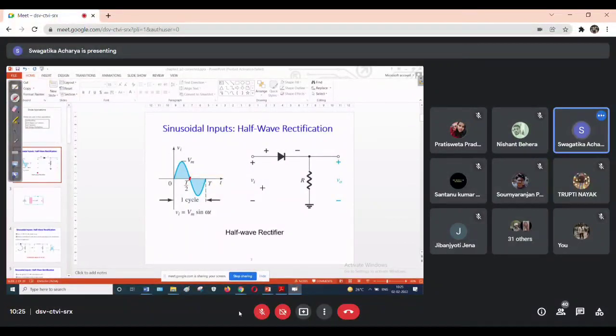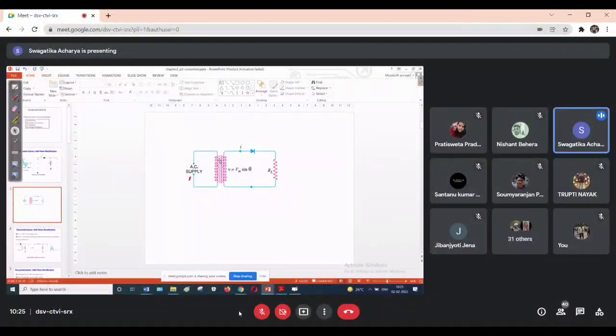Okay, a good circuit. Generally, our rectifier is always associated with one transformer, and this is the AC supply. This is already associated with our transformer. This is the circuit representation of our transformer.